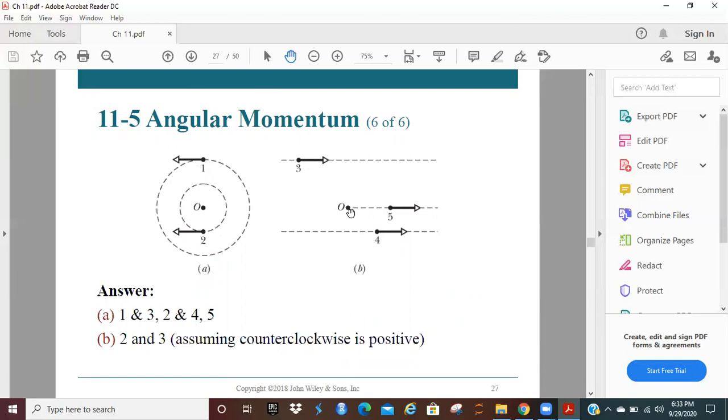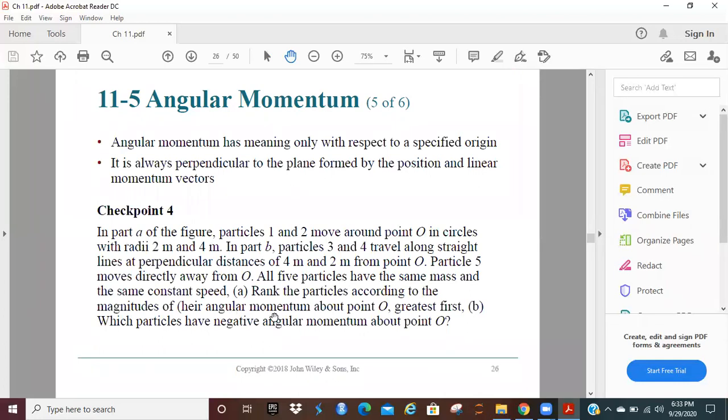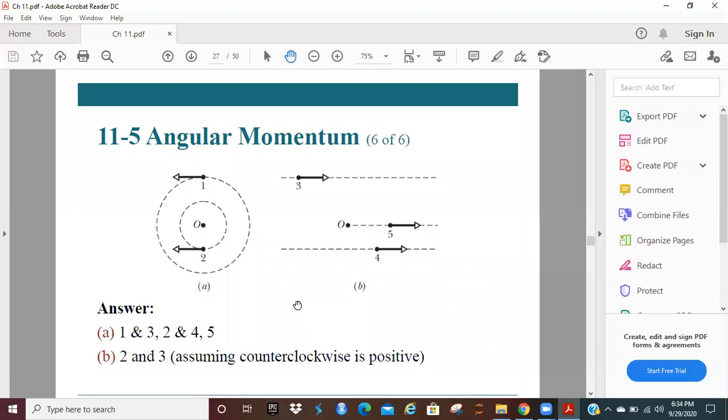The perpendicular distance that is greatest next is going to be 2 and then 4. 5 brings up the end there because its distance is not considered perpendicular here. It's just straight away. So the second part of this, which particles have negative angular momentum around point O, it turns out to be 2 and 3. Now, you may be thinking, well, why is that?